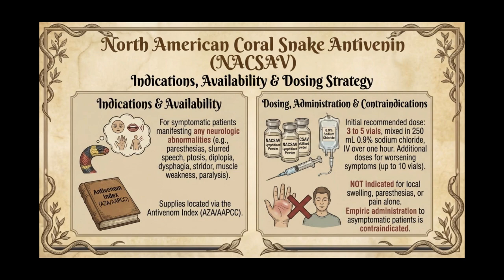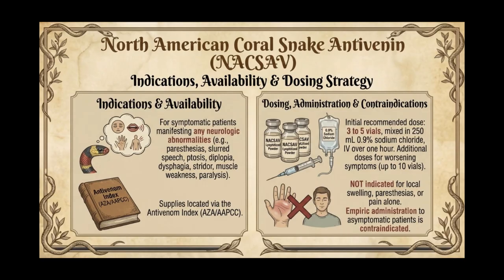Production and availability of Naxav have a complex history. It was originally manufactured by Wyeth Laboratories and licensed in 1967. Production was temporarily halted in 2003, with existing lots expiring in 2008. In 2009, Pfizer acquired Wyeth and resumed the production of Naxav in late 2019. Currently, Pfizer supplies this antivenom on an as-needed basis.